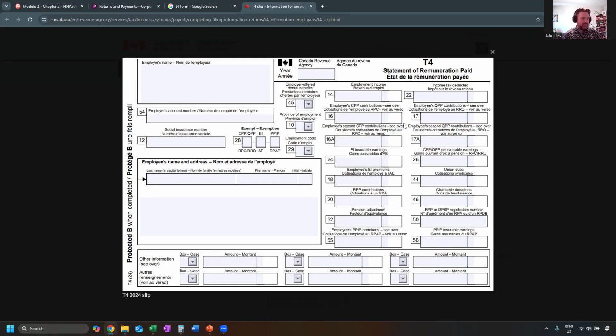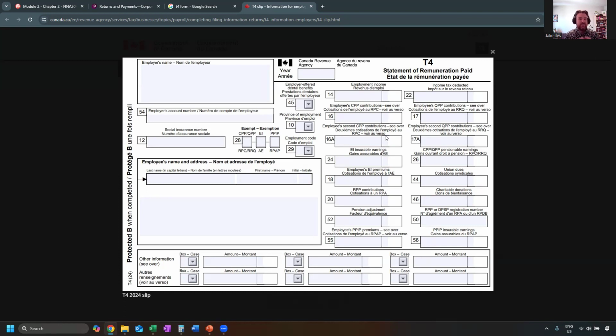Boxes 16 and 24 will determine how much you had deducted from you to pay for CPP and EI. Box 22 is how much tax they deducted from you. There's also other deductions a person can have. There's union dues. Perhaps you made charitable donations through work. If there's a pension adjustment, if your work provides a pension account, etc. So the number of things that might have been withdrawn from your income in order to pay things for you would also be detailed on the T4.